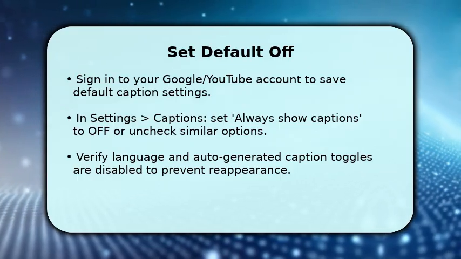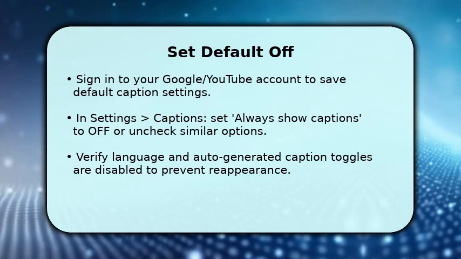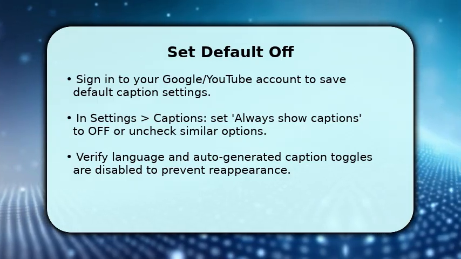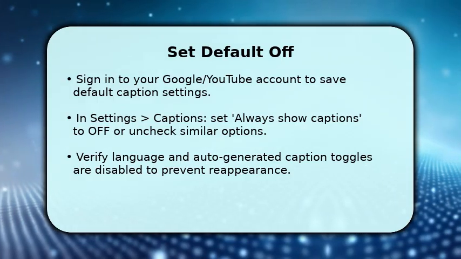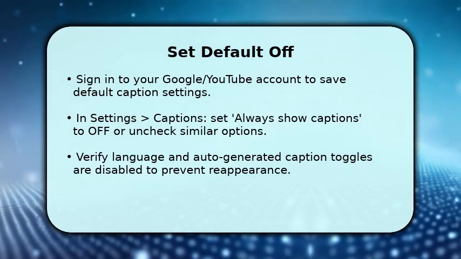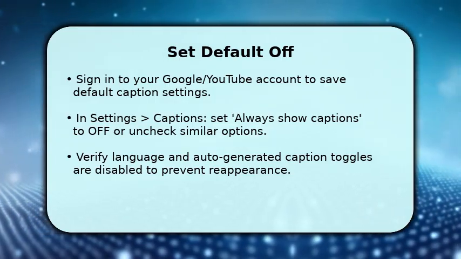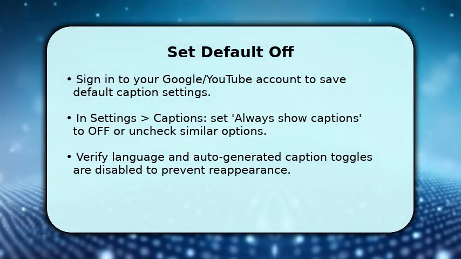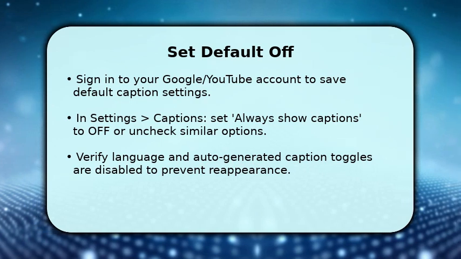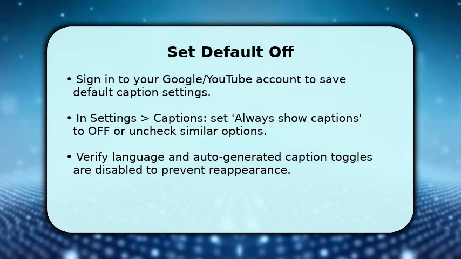Then review the caption language and auto-generated caption switches. Turn them off too, because some videos force auto captions otherwise. Once you finish, reload a few videos to confirm captions stay off. You do this to stop YouTube from reapplying captions based on device or playback defaults.